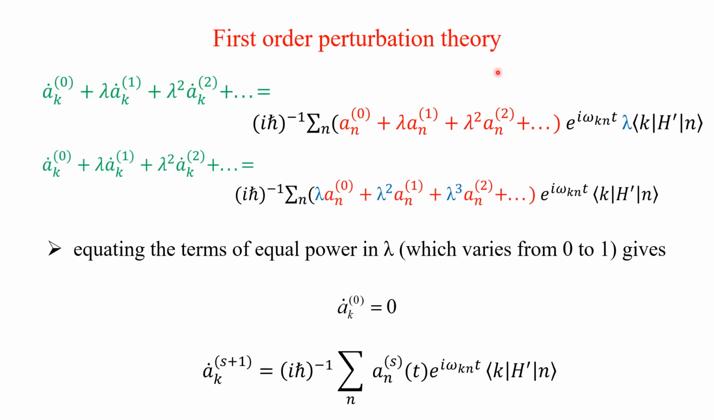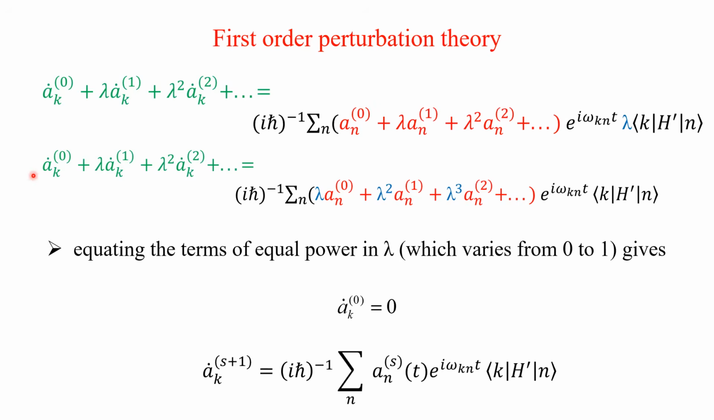So we have arrived at this expression. If you closely look at the right hand side, there is a lambda here, and another lambda. So if you bring this lambda inside the bracket, the an0 will become lambda an0. This lambda an1 will become lambda squared an1, and lambda squared an2 will become lambda cubed an2. Now equate the terms of equal powers in lambda, which varies from 0 to 1, and you can see the terms without a lambda.